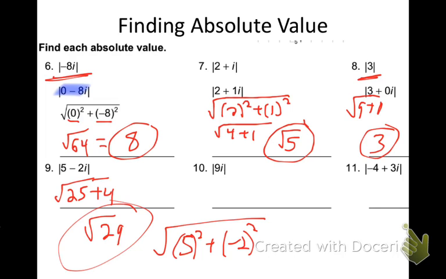Number 10. Absolute value of 9I. What do you say, Jack? 9. That is just 9. Nice job, sir. And number 11. Absolute value of negative 4 plus 3I is going to get me what, Sean? 5. That does give me 5. Good work. Okay, and again, absolute value is nothing more than finding distance, and these distances are diagonal distances to 0, basically.